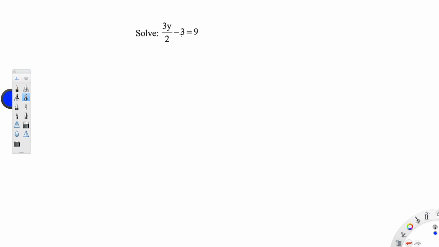Let's see an example with division. 3y by 2 minus 3 is equal to 9. So the first step, let's take the constant to the other side. So 9 plus 3, because the minus 3 will go as a plus 3 on the other side. The 9 is already in RHS, so you write it as such. You are just taking the LHS minus 3 as plus 3 on the other side. So you get 3y by 2 is equal to 9 plus 3, which is 12.